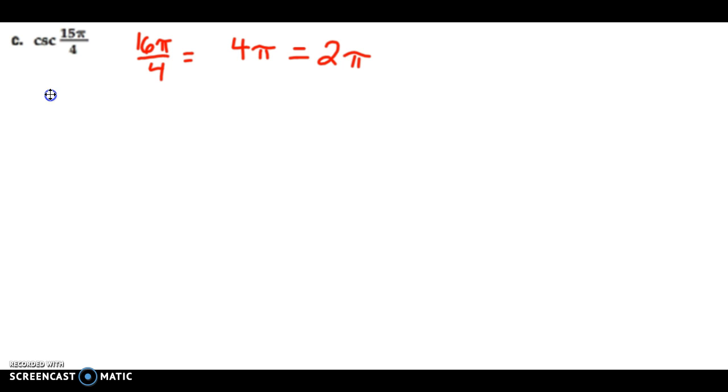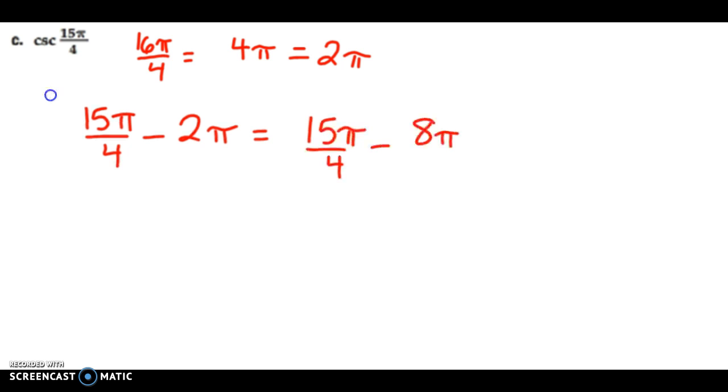So what I'm going to do is take my 15 pi over 4 and subtract 2 pi from it. Making it easier on ourselves, 15 pi over 4 minus 8 pi over 4. I get 7 pi over 4, which is what's left after I've gone a full circle.